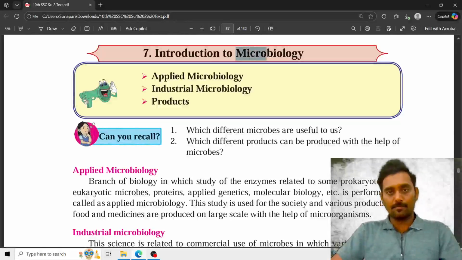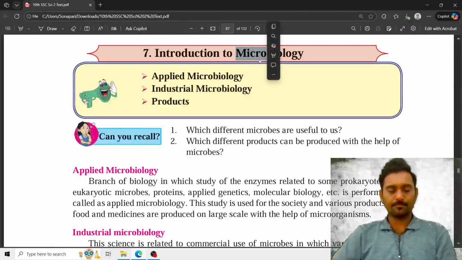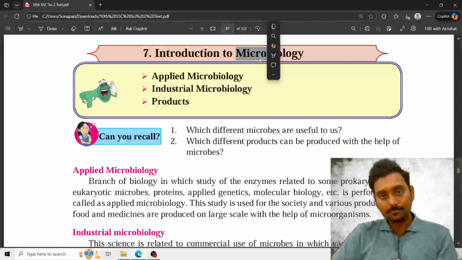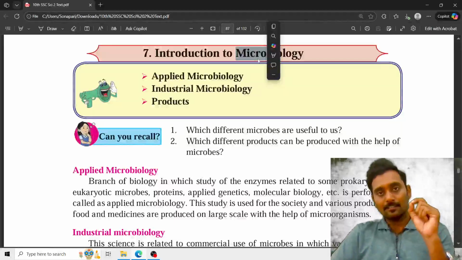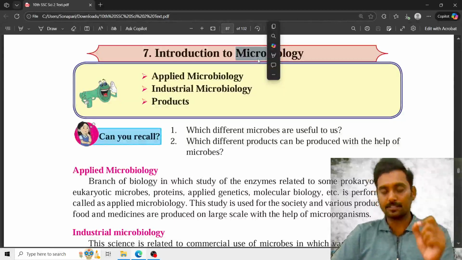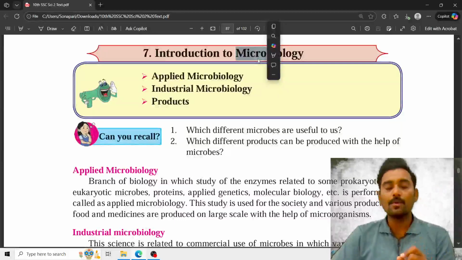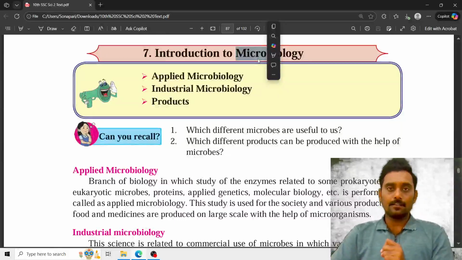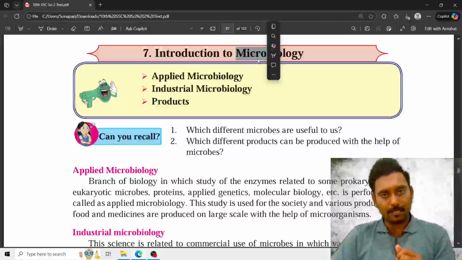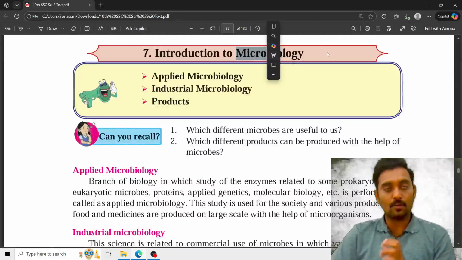So what is the meaning of microbiology? Micro means small. Till how small? The size that we cannot see with our naked eye, using any kind of compound microscope or the electronic microscope. That specific type of living organism or living creature can be visible. So that is called microbiology: bio means life, logy means study.